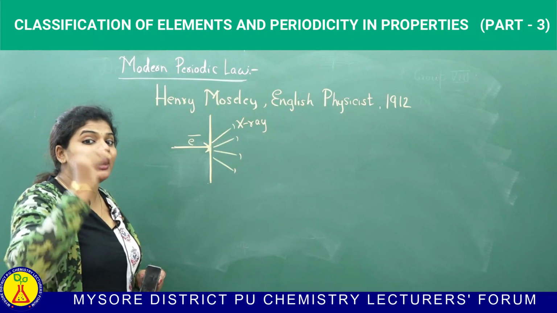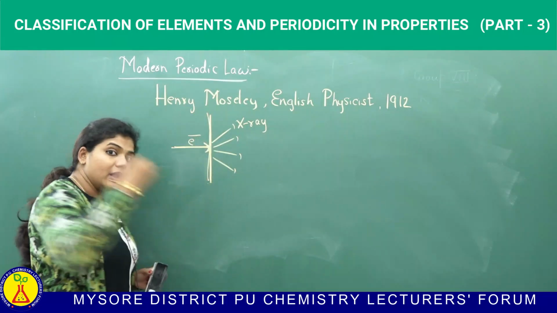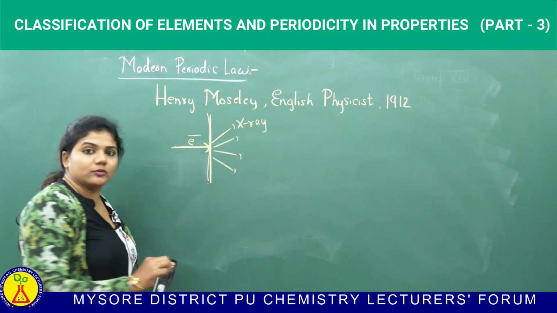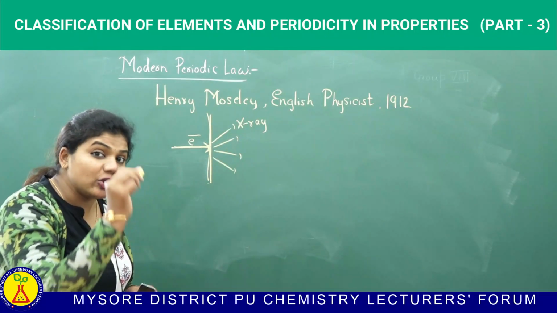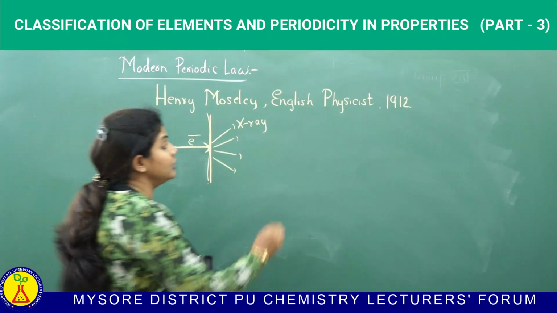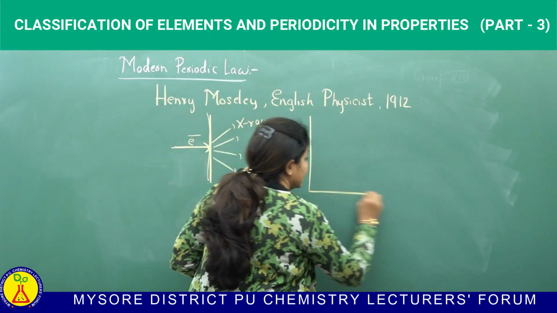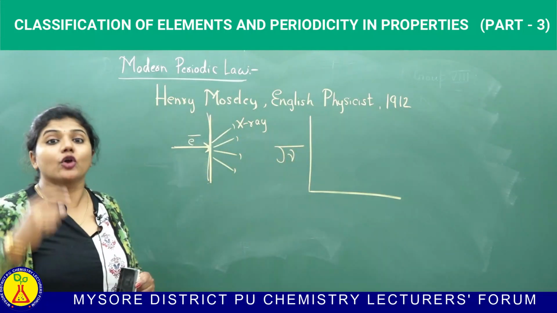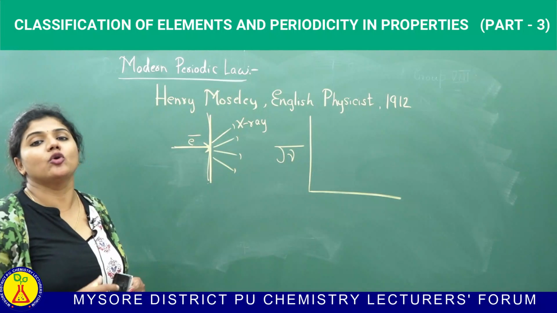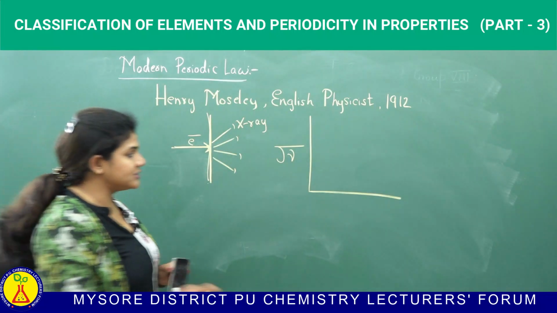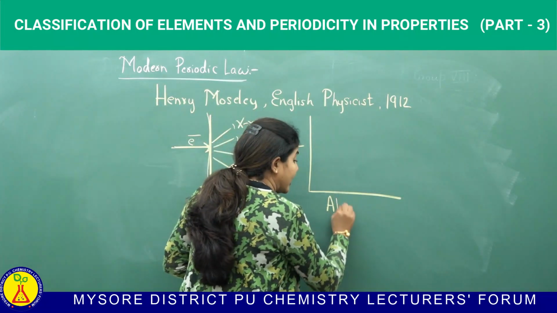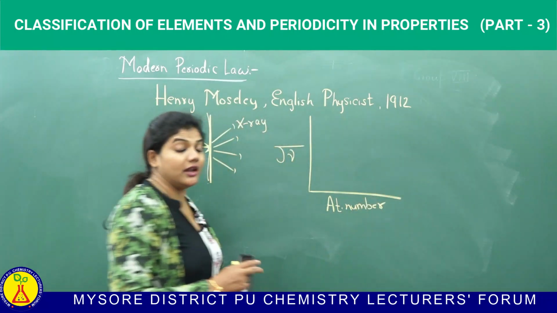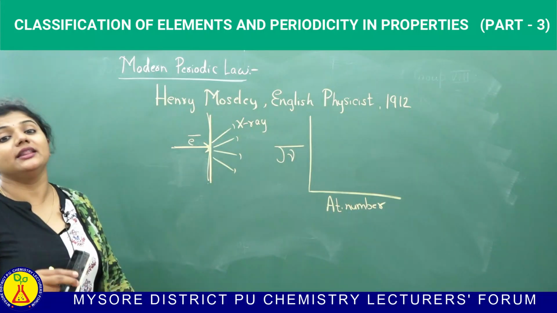When high speed electrons bombard a metal, X-rays are generated. Moseley took the frequency of the X-ray, and to obtain a good value, he took the square root of the frequencies of the X-ray and plotted it against atomic number, which is equal to the number of protons present in the atom.